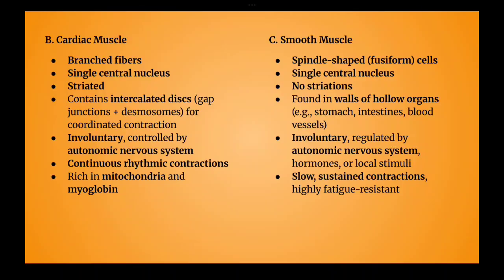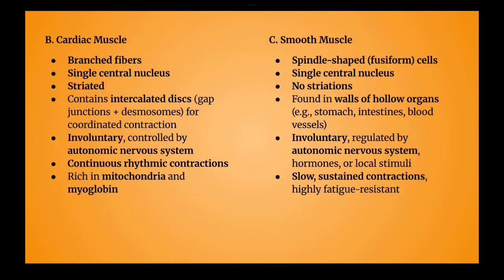They are controlled by hormones as well as sometimes by local stimuli. Then slow and sustained contraction, and they are highly fatigue resistant. So smooth muscles are spindle shaped, they have central nuclei, there are no striations, they are present in the walls of hollow organs, they are involuntary, not under our control, and are regulated by the autonomic nervous system. They can be regulated by hormones as well, and sometimes by local stimuli the muscles can work.